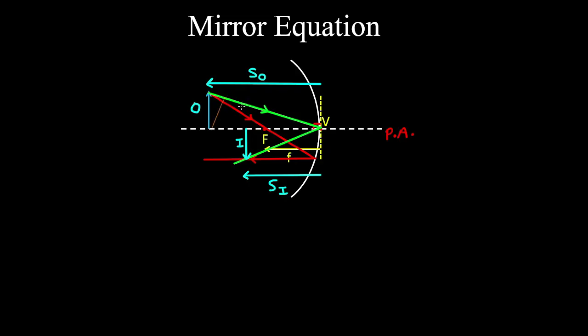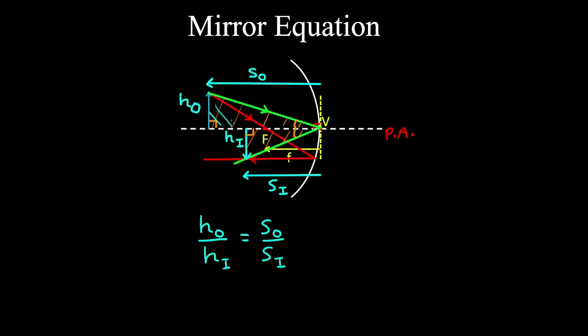So if we consider this triangle and this triangle here, the angle of this triangle is equal to this one, and they're both right triangles with an angle of 90 degrees, and we'll take the height of the image as H_I and the height of the object as H_O. So the ratio of the heights of those triangles is equal to the ratio of their lengths, because they're similar triangles.